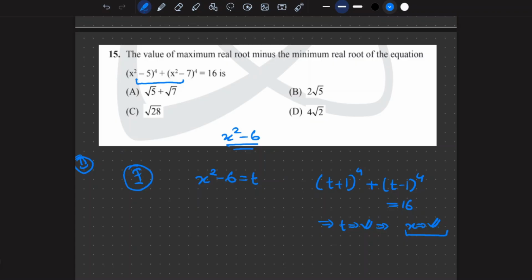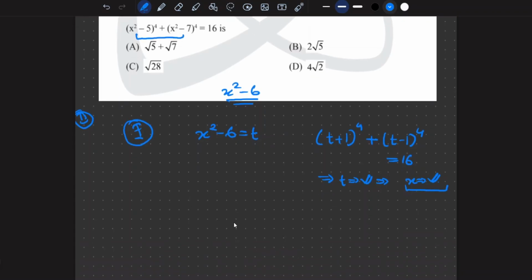And for the 12th standard buddies, let us move on to the second approach, which will be really beneficial for your concepts. Okay. So here I have this expression: (x square minus 5) power 4 plus (x square minus 7) power 4 is equal to 16. So what I thought was, look, there is everything in terms of power 4, so why not write 16 as 2 power 4?